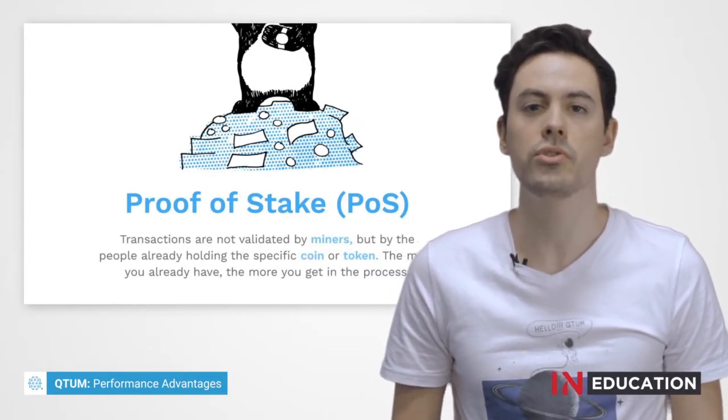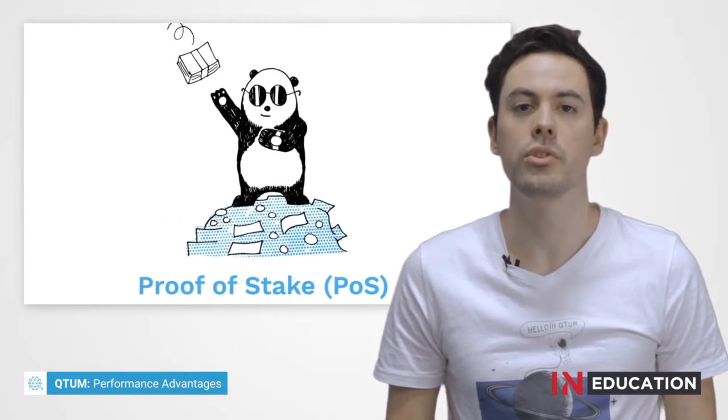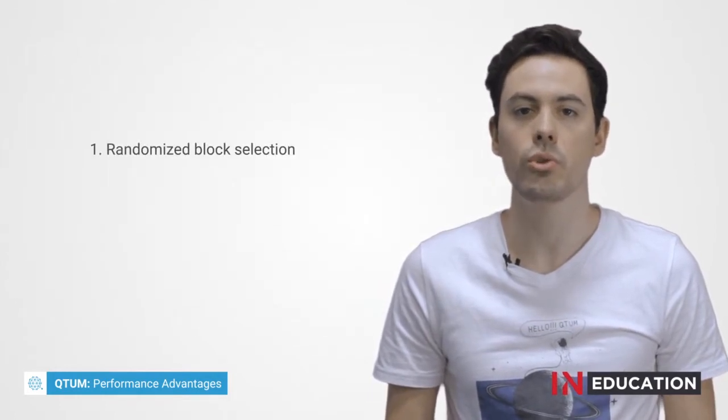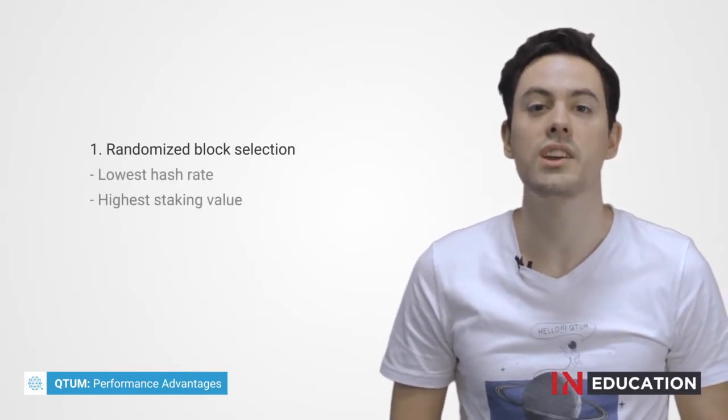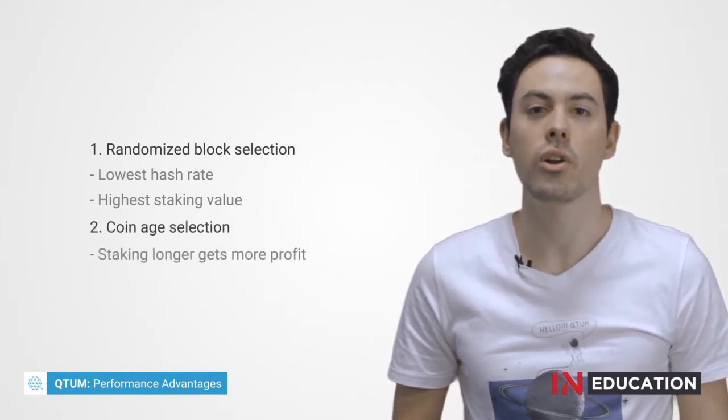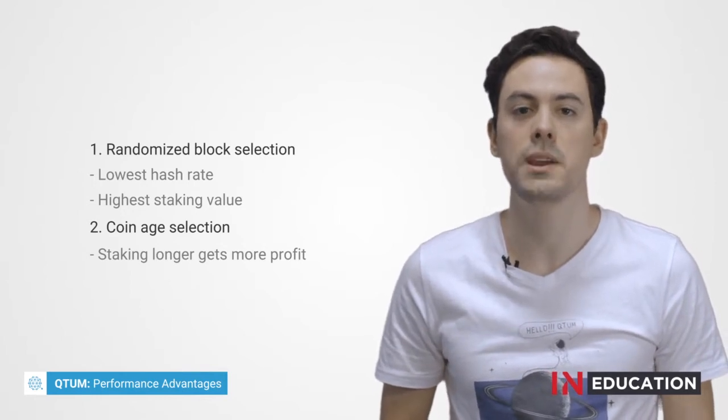In order for the process to not favor only the wealthiest nodes, some unique methods were added into the selection process. Two of these were randomized block selection and coin age selection. Randomized block selection looks for a combination of the lowest hash rate and the highest staking value. Coin age selection considers how long the tokens have been staked for. The longer you stake, the larger your profit would be.